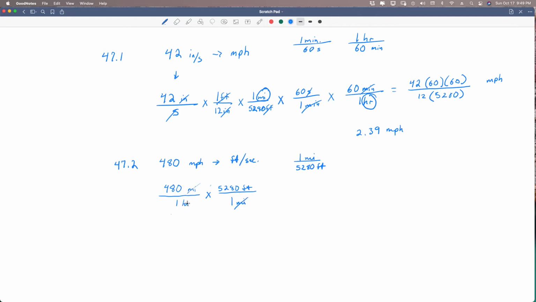All right, now we have to go from hours to seconds. So again, up here we'll use this. We have 1 hour is 60 minutes. So let's put 1 hour in the top and 60 minutes in the bottom.